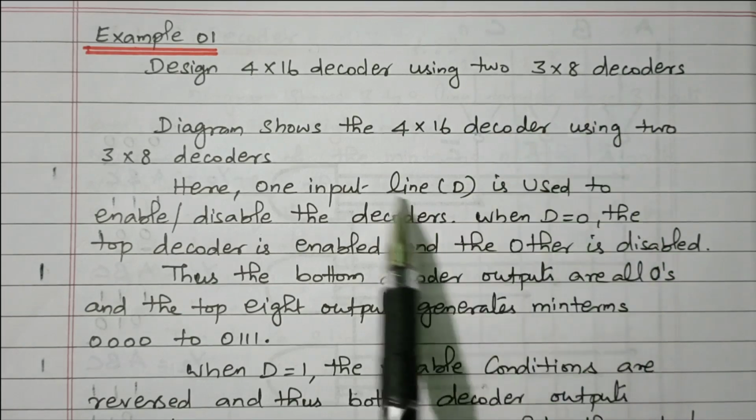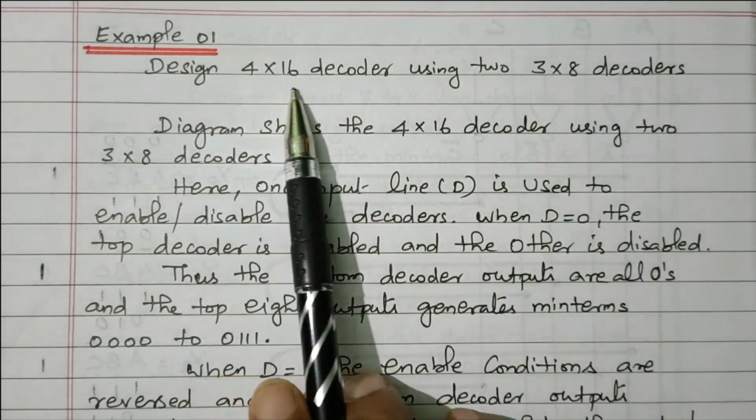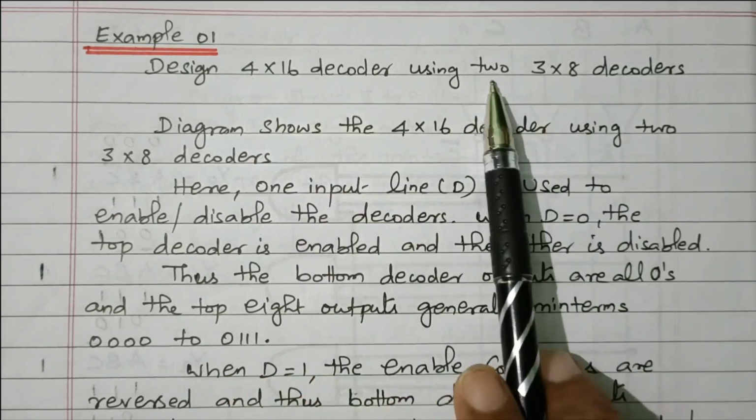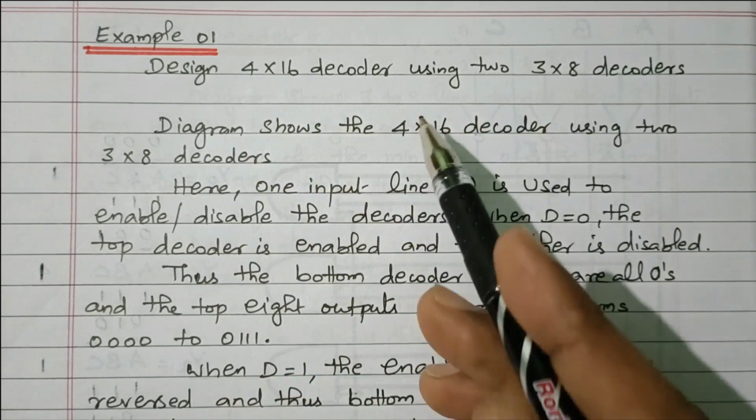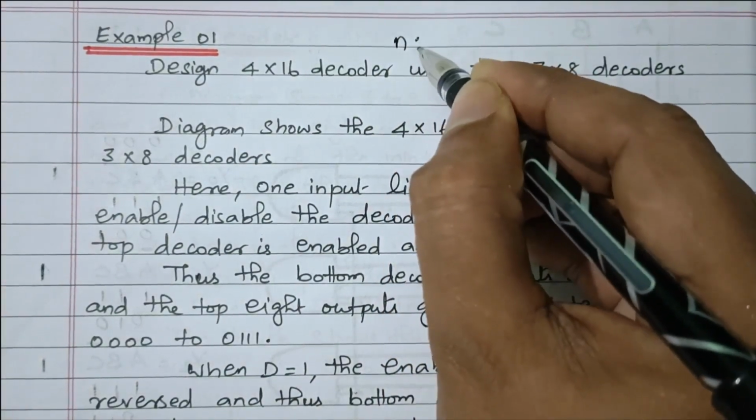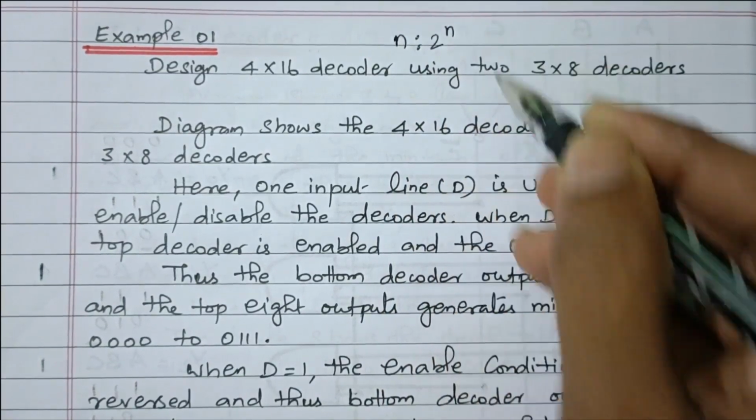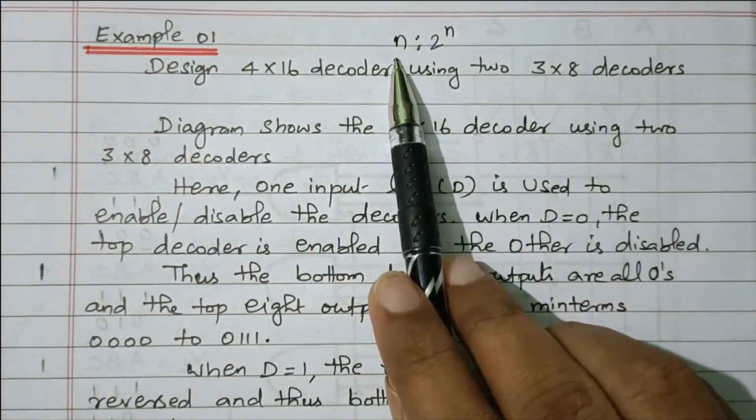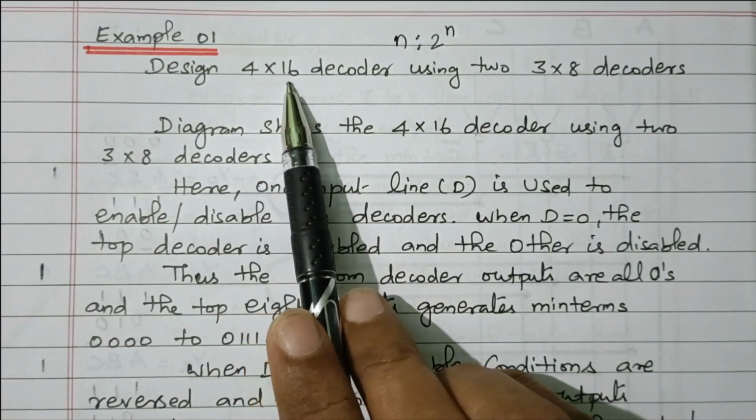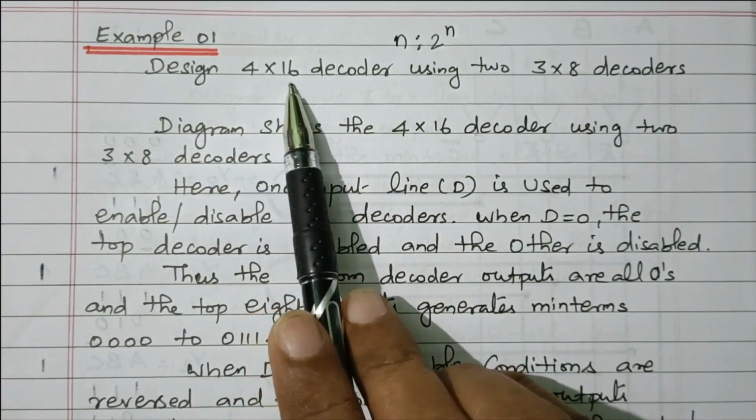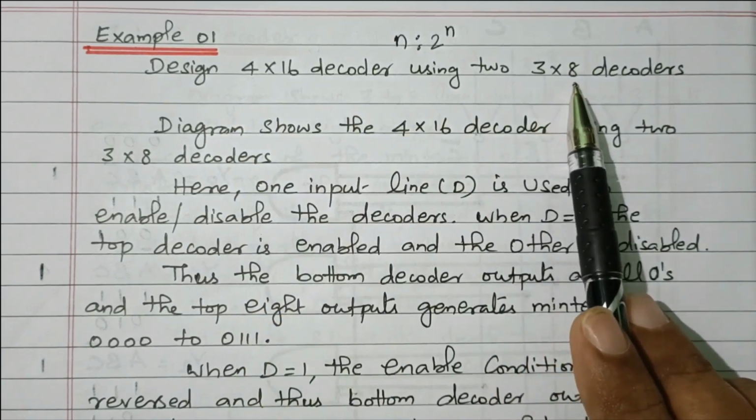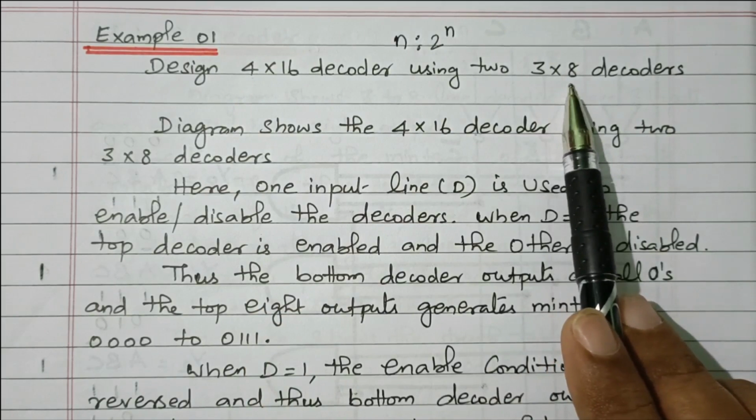Now we'll go to the topic. Design of 4 into 16 decoder using two 3 into 8 decoders. We know that a decoder is a device having n inputs and 2 to the power n outputs. Here n is 4, 2 to the power 4 is 16: 4 inputs and 16 outputs. Here n equal to 3, 2 to the power 3 is 8: 3 inputs and 8 outputs.